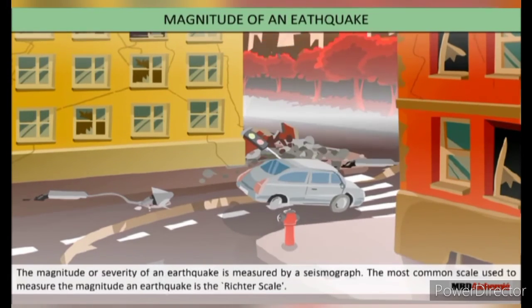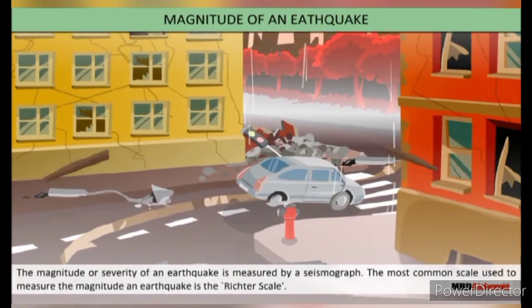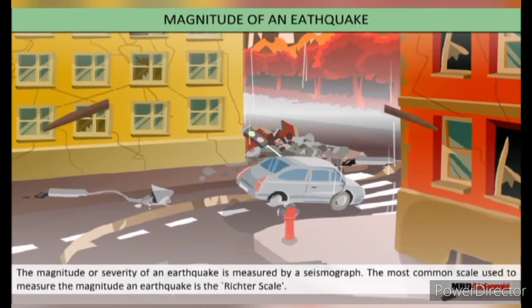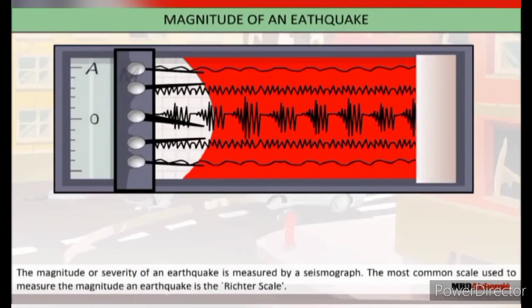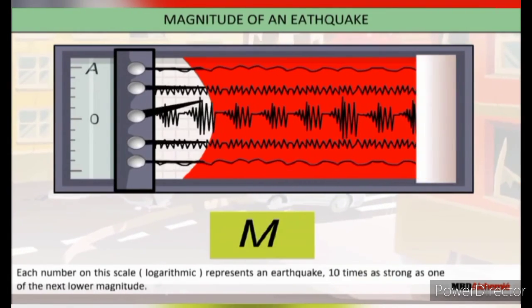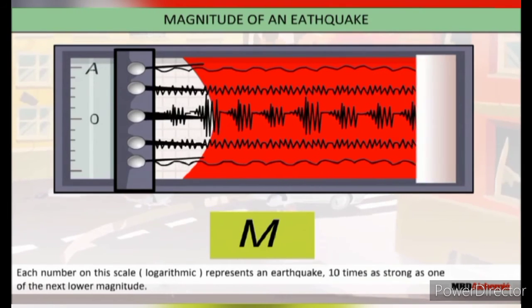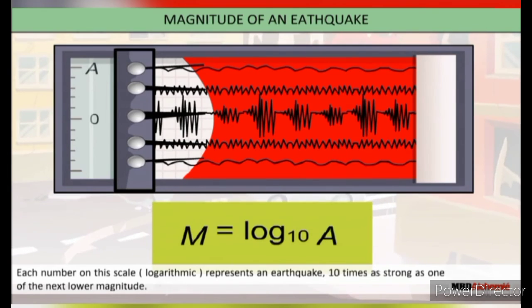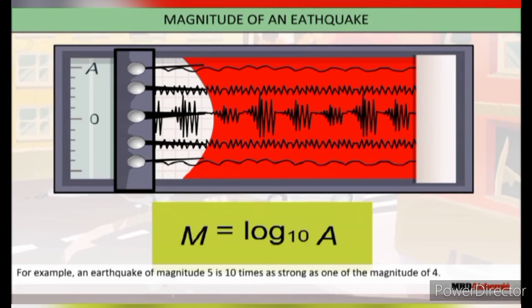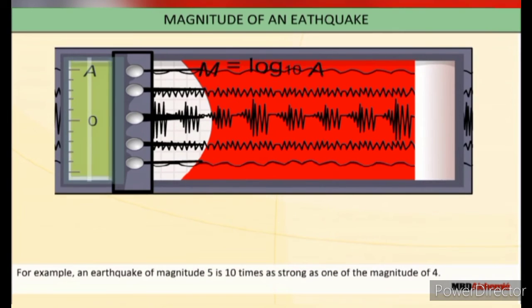Magnitude of an earthquake. The magnitude or severity of an earthquake is measured by a seismograph. The most common scale used to measure the magnitude of an earthquake is the Richter scale. Each number on this scale, which is logarithmic, represents an earthquake 10 times as strong as one of the next lower magnitude. For example, an earthquake of magnitude 5 is 10 times as strong as one of magnitude 4.